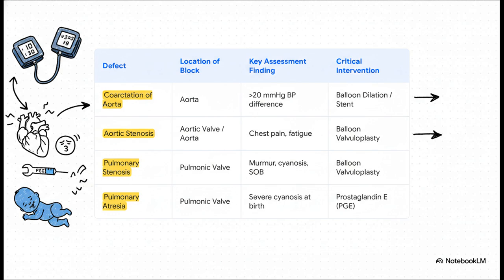during clinicals. See that huge blood pressure difference? Your brain should scream coarctation. Hear a murmur with a tired kid? You're thinking stenosis. But see a blue newborn? Your first thought better be pulmonary atresia. Get the PGE. Seriously, screenshot this. It's perfect for that last-minute cram session before an exam.